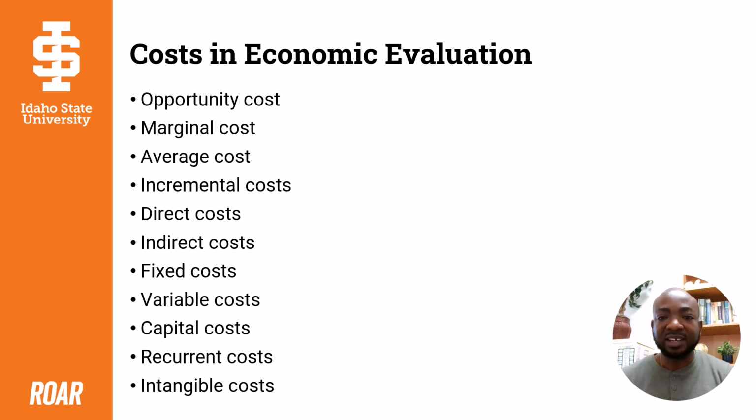Fixed costs do not vary with changes in the level of activity. For example, building and equipment costs and salaries of staff. Variable cost fluctuates with changes in the level of activity, for example, the cost of medications and consumables. Capital cost relates to the purchase of items that can be used for several years.